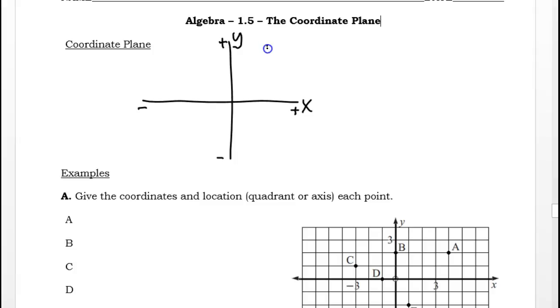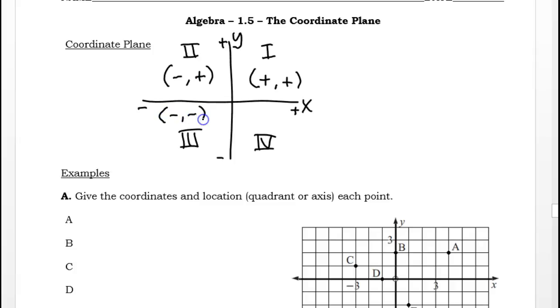The first quadrant goes up on the right side. The second quadrant goes up on the left side. The third quadrant is down on the left side, and the fourth quadrant is down on the right side. Any point plotted in the first quadrant will have a positive number and a positive number. Second quadrant, negative, positive. Third quadrant, negative, negative, and fourth quadrant, positive, negative.